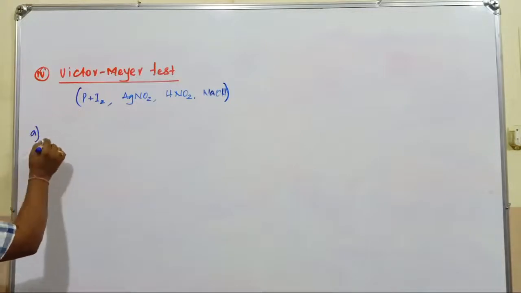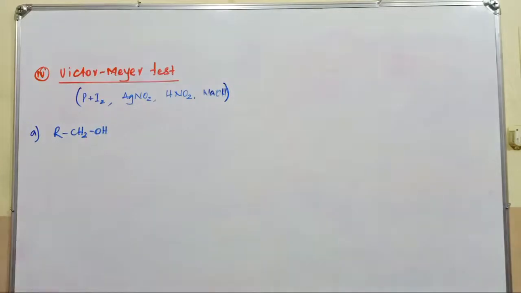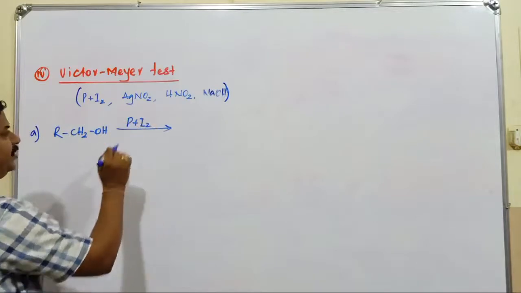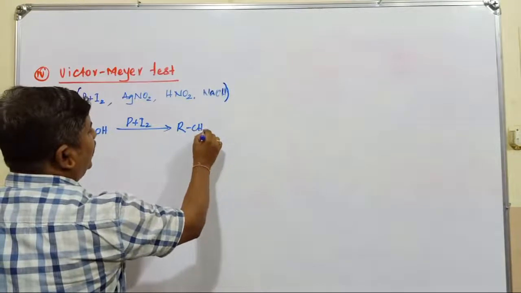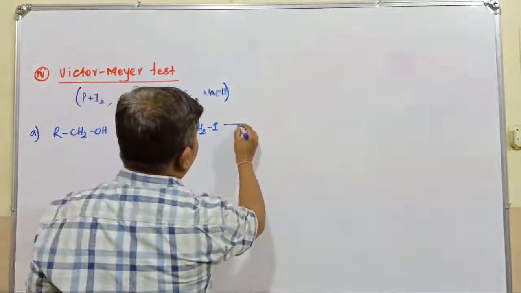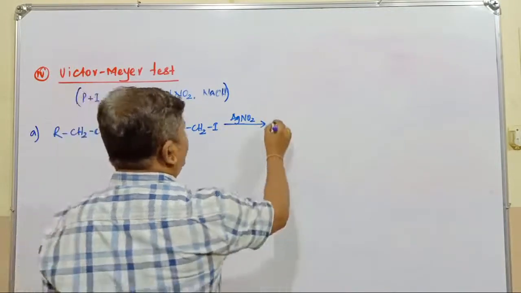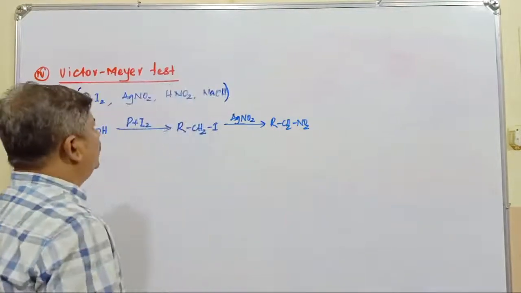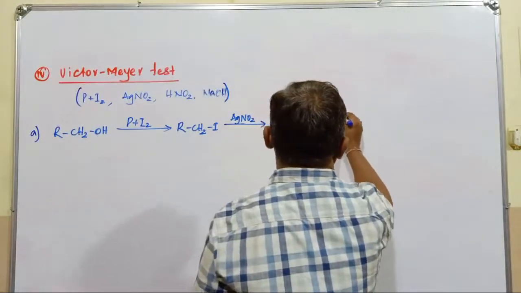First, if I take one alcohol, RCH2OH, this alcohol is treated with phosphorus and iodine first, or HI. When it is treated with phosphorus and iodine, it gets converted into RCH2I. What's the name? Alkyl iodide. Further, it is treated with what reagent? AgNO2. It converts into RCH2NO2, a substitution reaction. Next, it is treated with what reagent? HNO2. What's the name of HNO2, students?